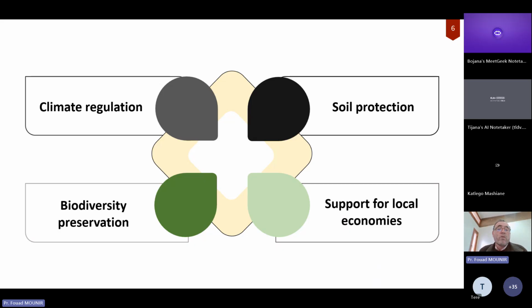Then, as you know, everywhere in the world, forests are providing many services. They do a big thing for climate regulation. They play a big role in soil protection, biodiversity preservation, and support for the local economy for riparians.